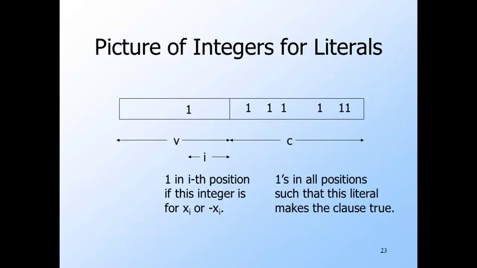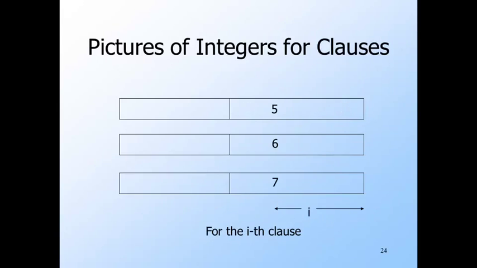The C low order positions correspond to the clauses. The integer for a literal will have a 1 in the position for each clause that it makes true, and all other positions in this integer hold zeros. There will also be 3 integers for each clause. The integers for the ith clause have, respectively, the base 32 digits 5, 6, and 7 in the ith position from the left end. All other positions are 0.